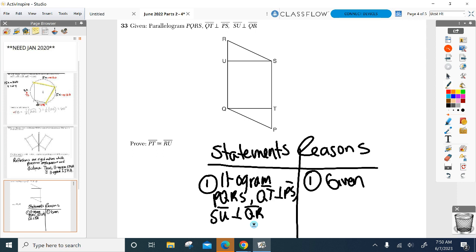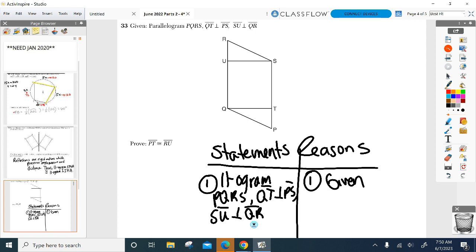All right, prove PT congruent to RU. The only way we're doing that is if what gets done first? What's got to be done first before I get to PT and RU? What's got to be proven congruent first? The triangles. Yeah, this is CPCTC. So can you help me get the triangles congruent? Then I'll get PT and RU.